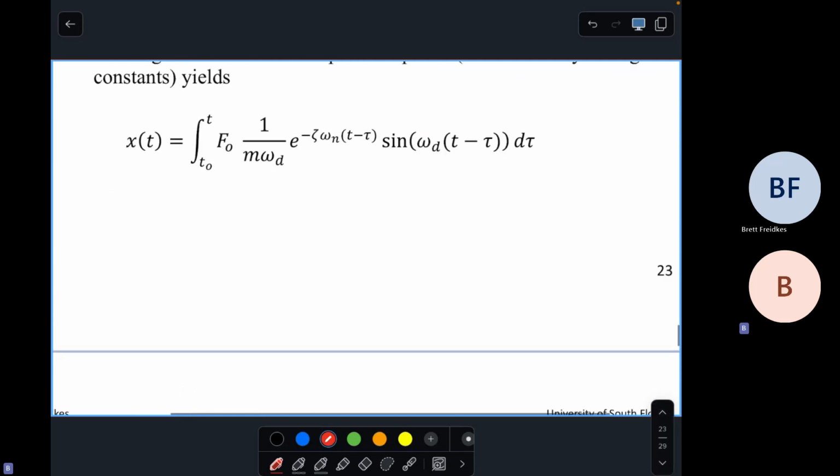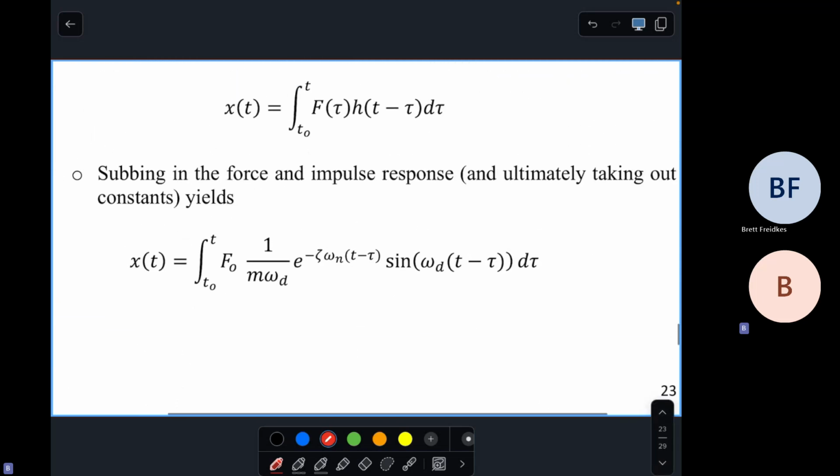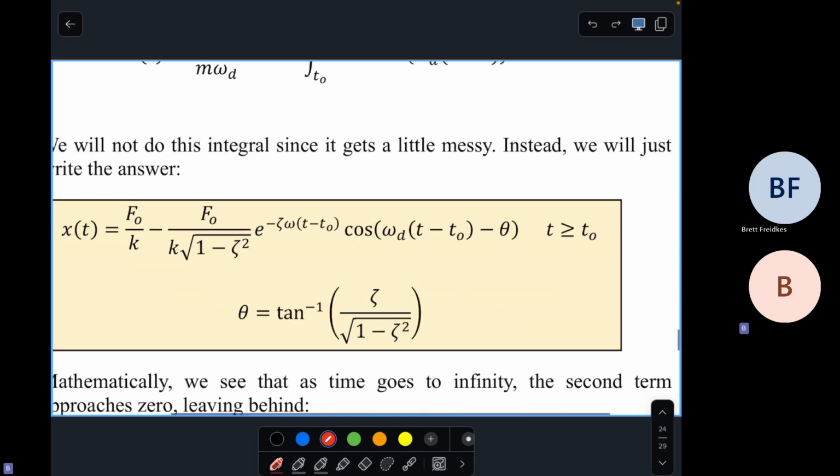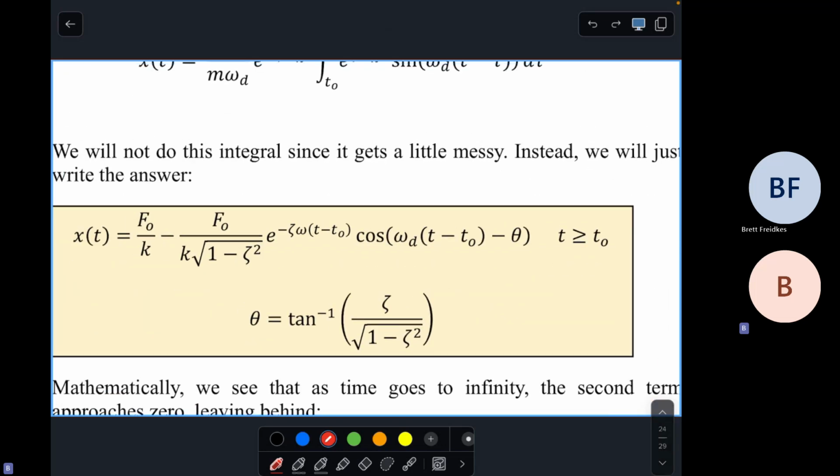So if we integrate that, note that it's done here. I did h of t minus tau. You see that all the t's that were in the underdamped response are now t minus tau. If you go through and integrate that, you end up with this very ugly expression. I wouldn't expect you to integrate something like this on the exam. It's a little too much. It's not really worth it. I'll test your integration skills with Fourier series, not with this.